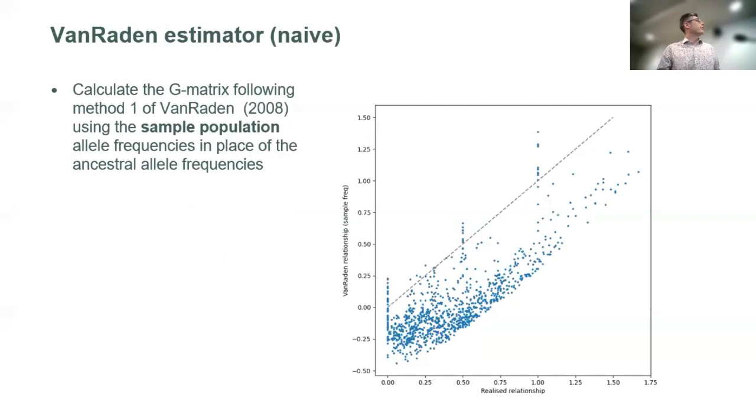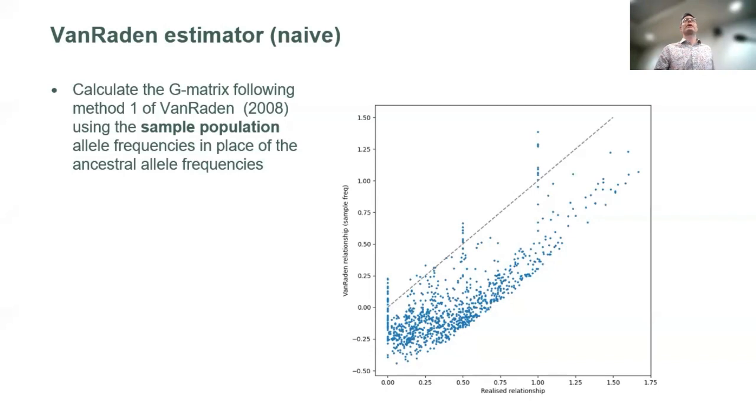And then I calculated VanRaden's first estimator via what I call the naive method, which is where you're using the sample population allele frequencies in place of the ancestral frequencies. So this is not actually what VanRaden described. I don't want to smear his name. This is not what he told people to do.